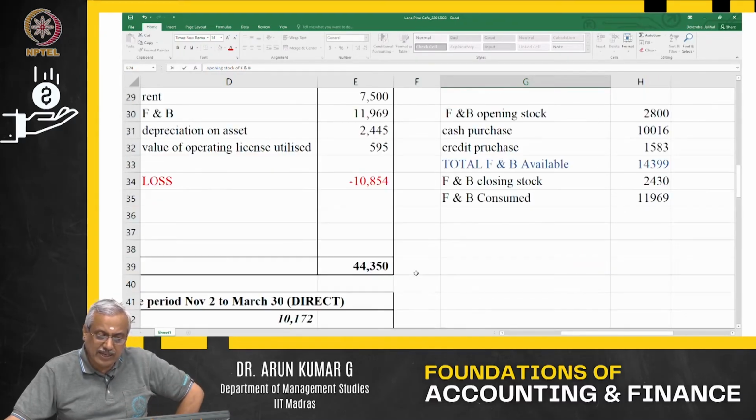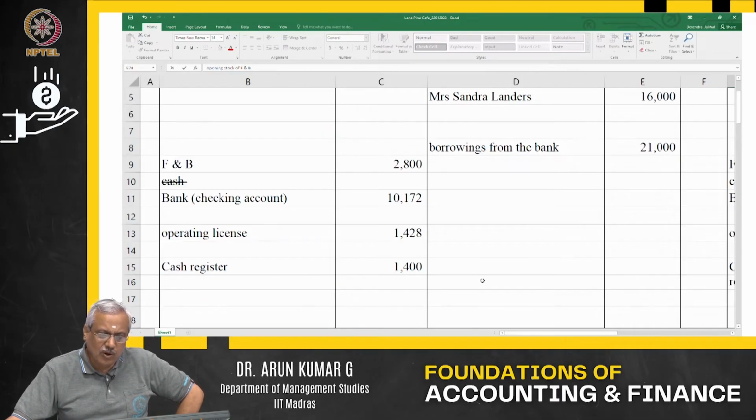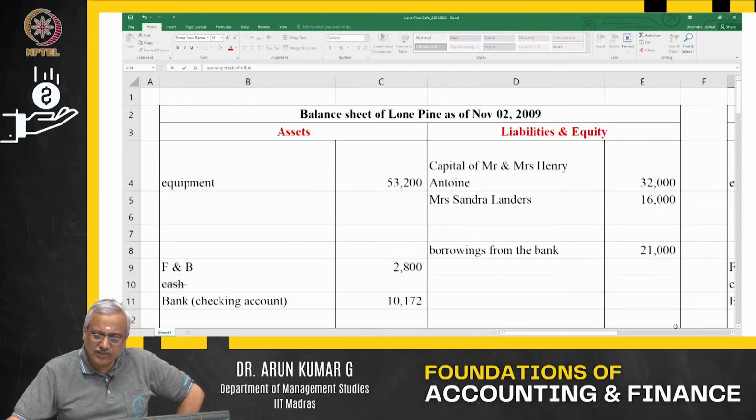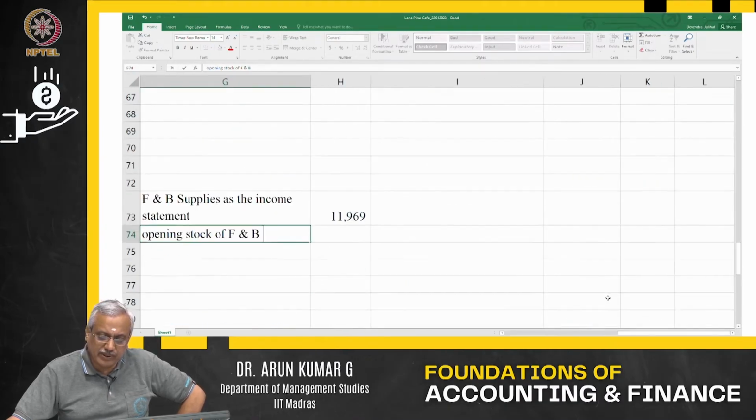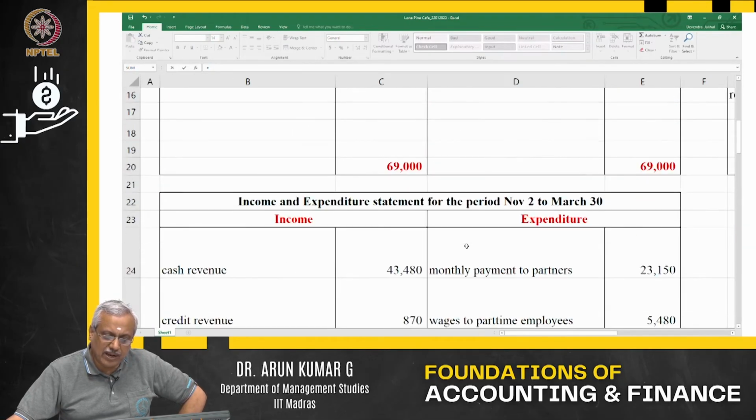Opening stock of F&B, I go to the opening balance sheet. This is the opening stock of F&B. I had so much stock of F&B in this particular case. That is, the opening stock of F&B in this case is so much.